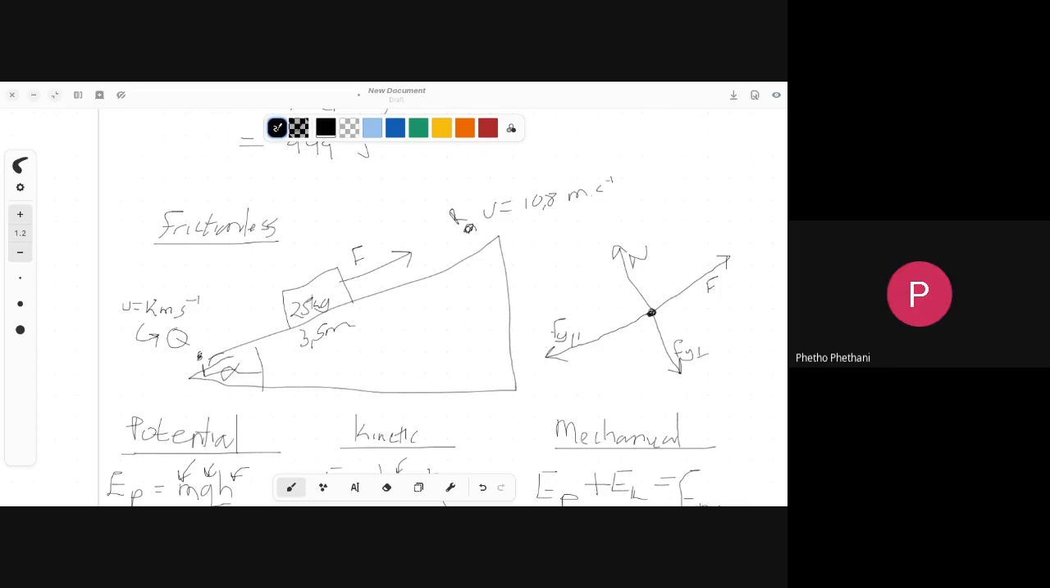I think it's because it's on the inclined plane and there's no friction. There's no friction. That's why it's not. Yeah, not the answer I'm looking for.